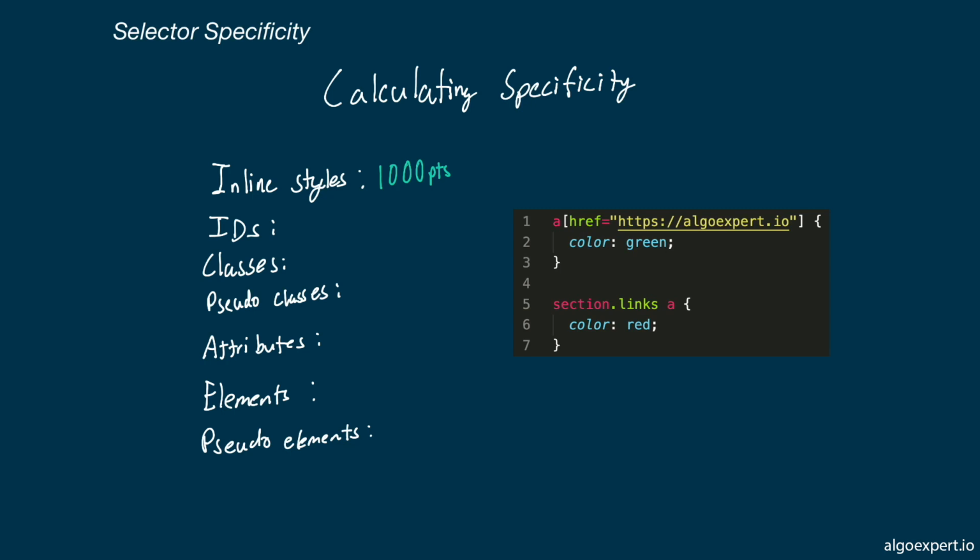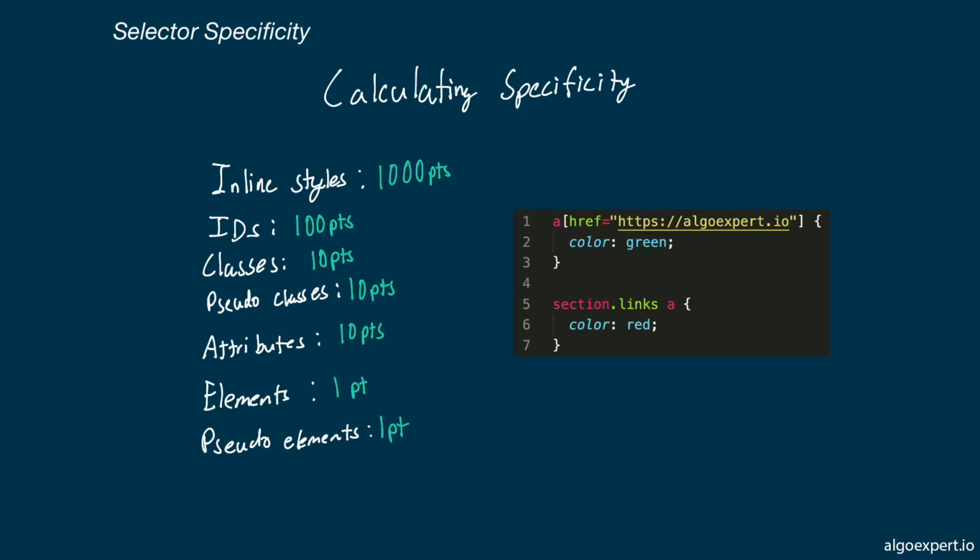Next, we have the ID selector, which we give a weight of 100 points. And then we have classes, which we give a weight of 10 points, along with pseudo classes and attributes, which also both get a weight of 10 points. Finally, elements, so the actual element selector, or the name of the tag, gets a single point, as well as pseudo elements also get just a single point.